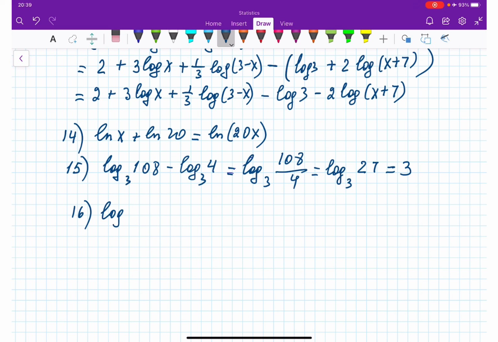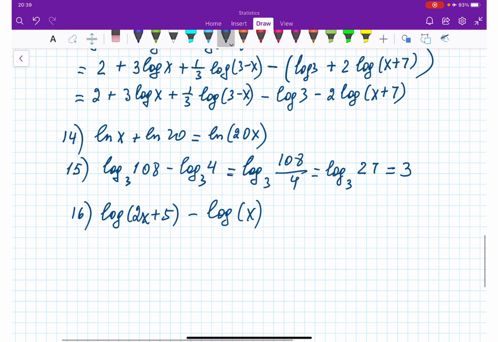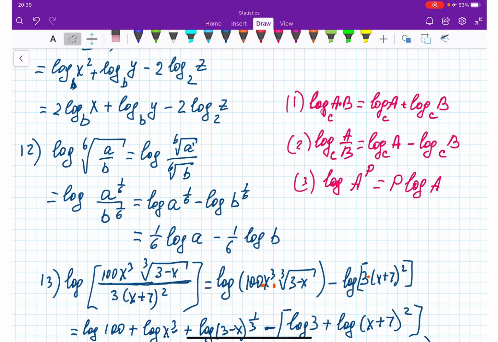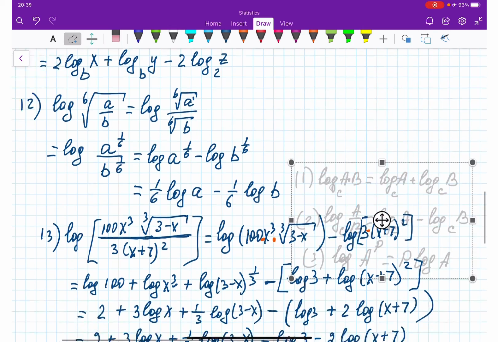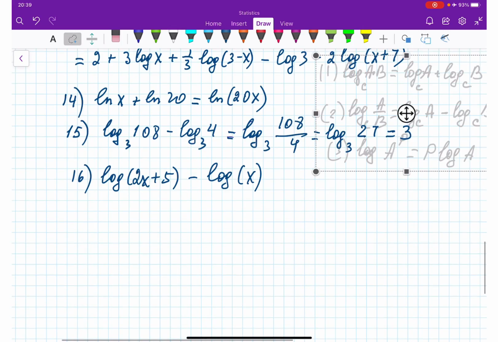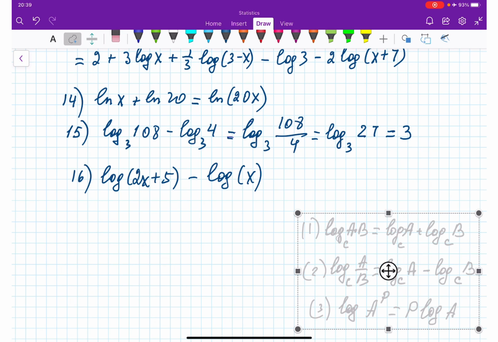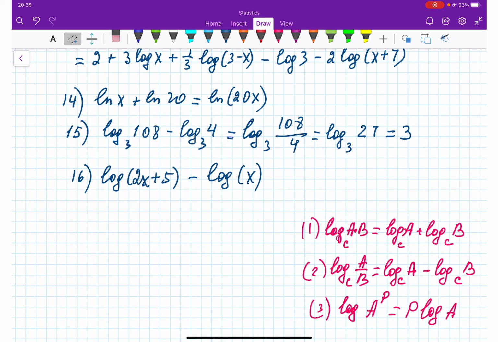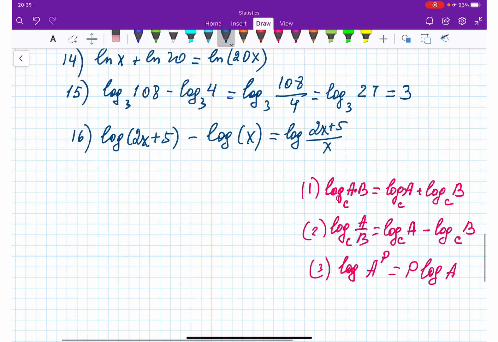Question number 16. Logarithm of 2x plus 5 minus logarithm x. Okay, since it's subtraction, we can convert it into division, right? So this is going to be equal to logarithm of (2x plus 5) divided by x, right?